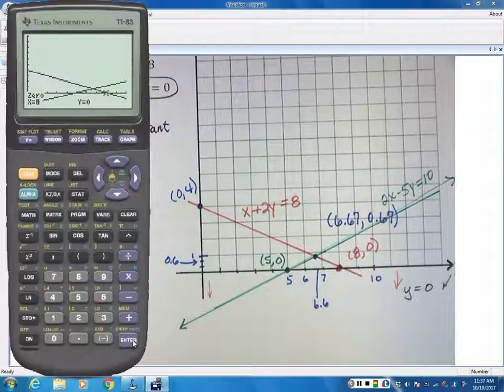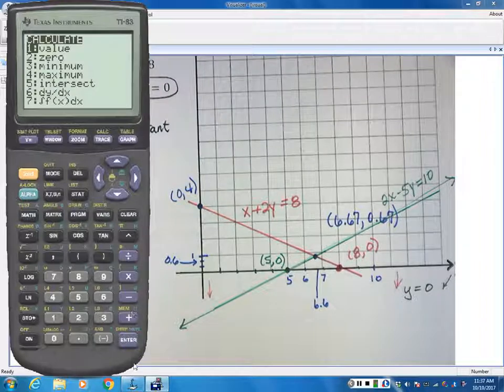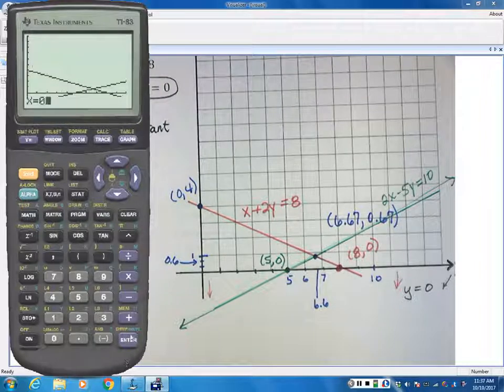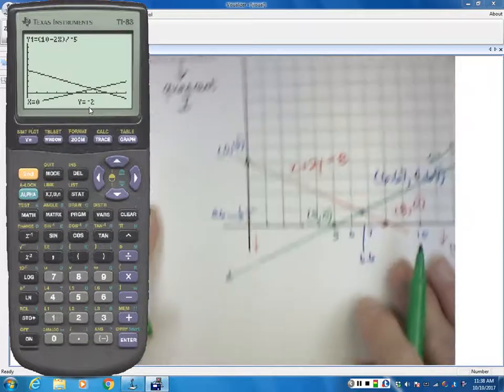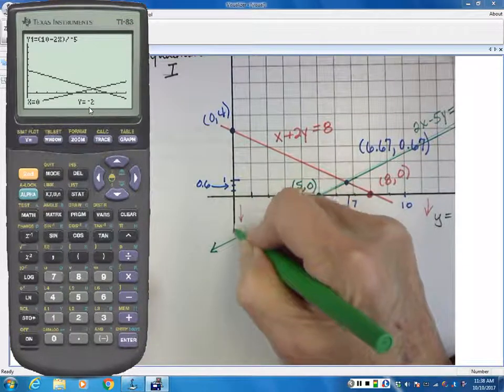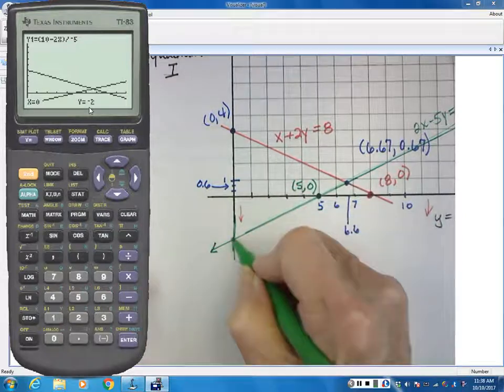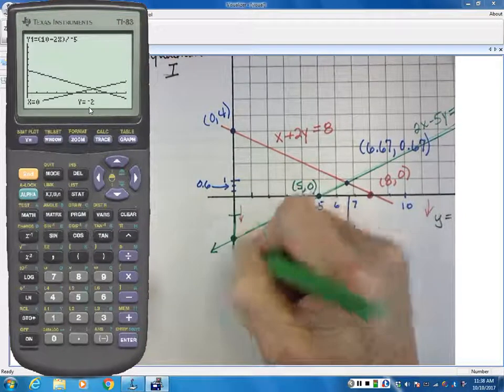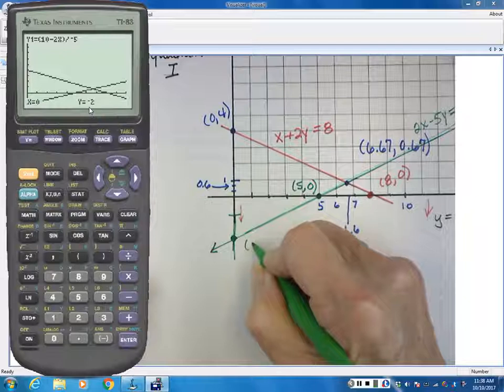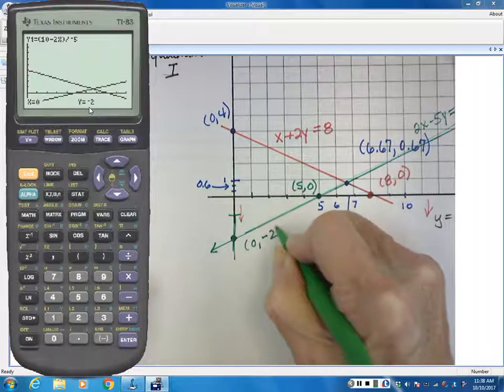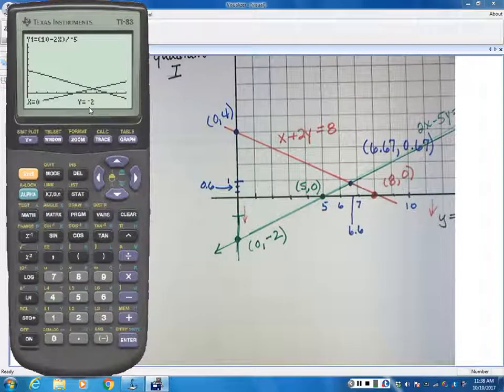Now, if you really still want the other x-intercept, you can go back, second trace, choose value, and say, where is x equal to 0? And it says, well, for this line, it's where it's at -2. And if you look here, that kind of makes sense, because if I continued that on down, that looks like -1, -2. Okay?